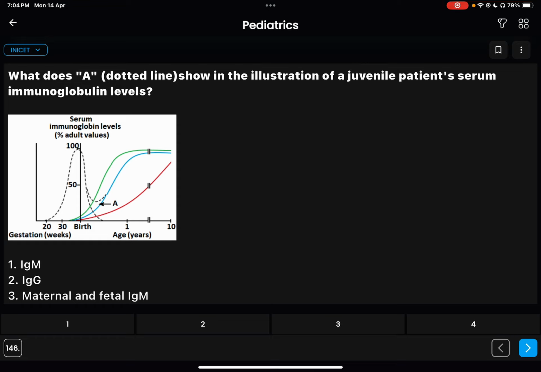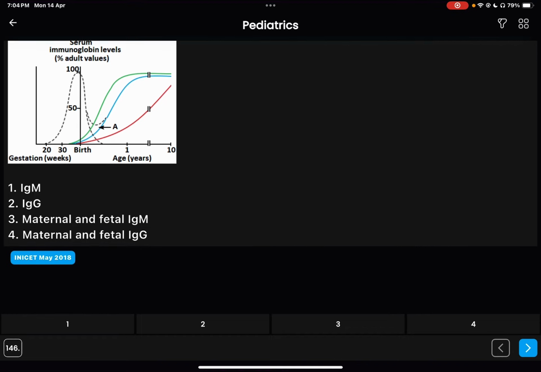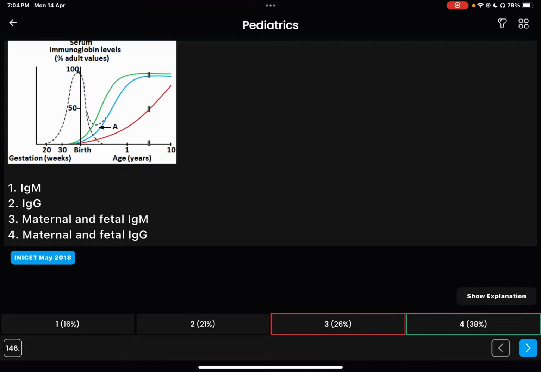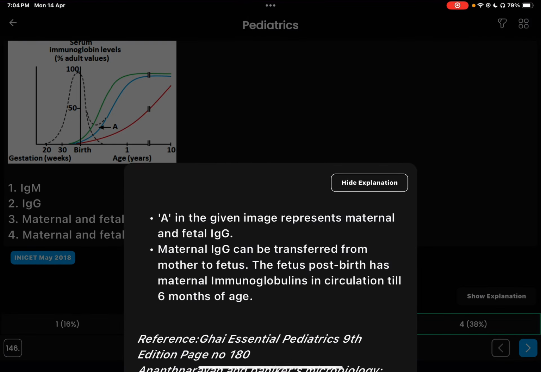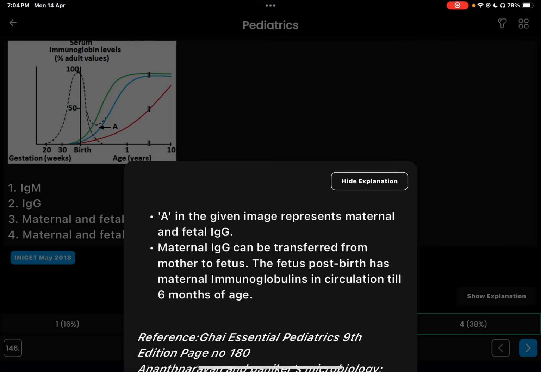What does a dotted line show in the illustration of juvenile patient serum immunoglobulin levels? Let's take a guess. So the answer is maternal and fetal IgG. A in the given image represents maternal and fetal IgG.